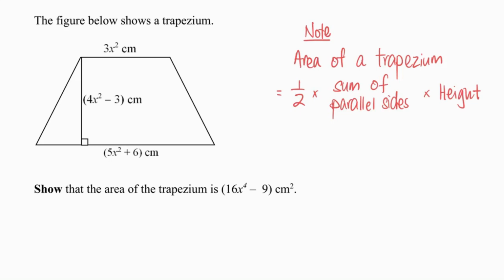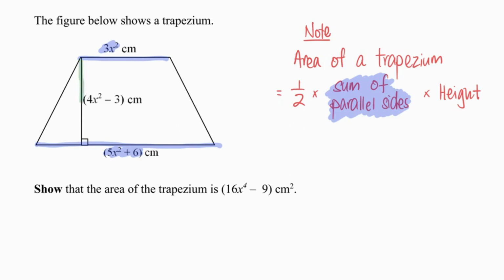Hello everyone, welcome to this worked example where we are given a trapezium. And from here, we need to show that the area of this trapezium is equal to 16x power 4 minus 9. Now, we are given the parallel sides, and that will be very useful because, do take note, to find the area of a trapezium, we do need to find the sum of the parallel sides. So in this case, it's 3x squared plus 5x squared plus 6.